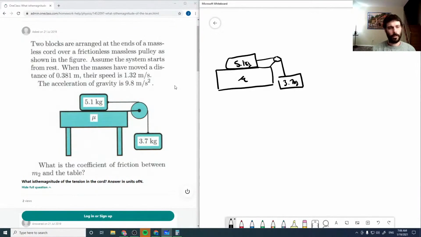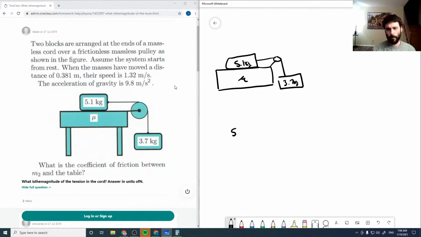And assuming the system starts from rest, when the masses have moved a distance of 0.38 meters, their speed is 1.32. And it wants to know the coefficient of friction and the magnitude of the tension in the cord. So we've got a couple free body diagrams we can draw here.